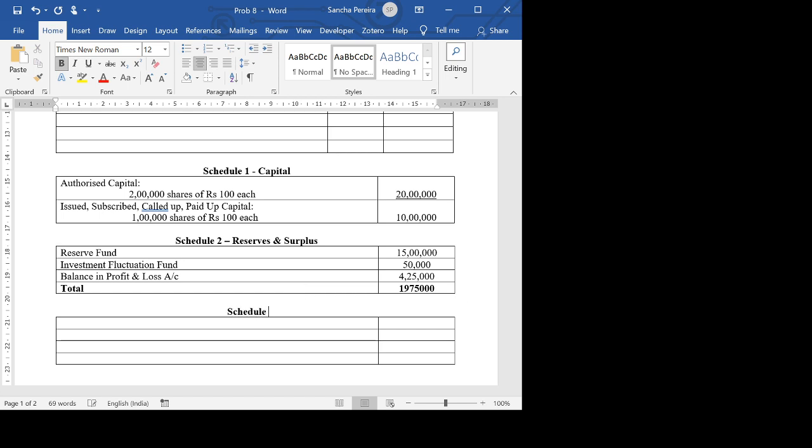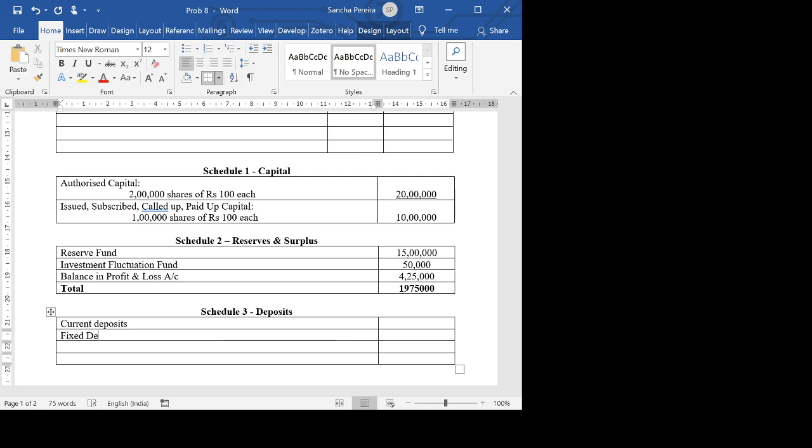Okay. Then we move on to schedule 3, which is deposits. Towards the end, we have 3 given to us: current deposits, then we have fixed deposits, and we have saving deposits. So current deposits given are 50 lakhs. When you have big numbers like this, please be careful of the zeros. Fixed deposits is 2 crores. Okay, so be careful of the zeros. This is 2 crores. And finally, saving deposits are 30 lakhs. So the total comes to 2 crores 80 lakhs.